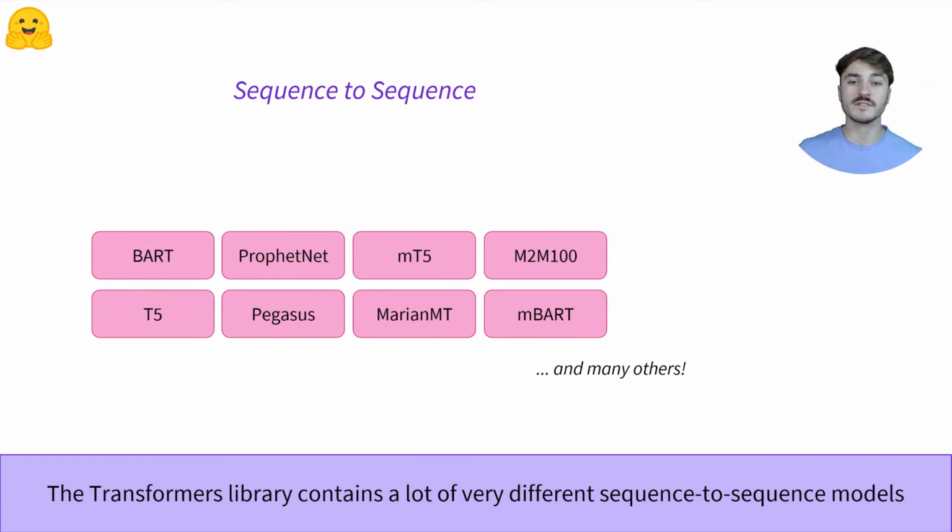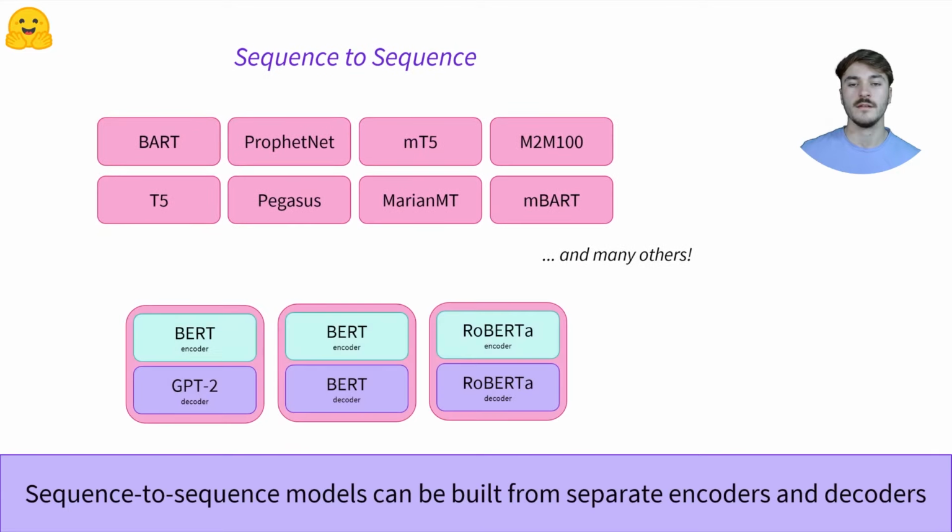There are a lot of sequence-to-sequence models. This contains a few examples of popular encoder-decoder models available in the Transformers library. Additionally, you can load an encoder and a decoder inside an encoder-decoder model. Therefore, according to the specific task you're targeting, you may choose to use specific encoders and decoders which have proven their worth on these specific tasks.